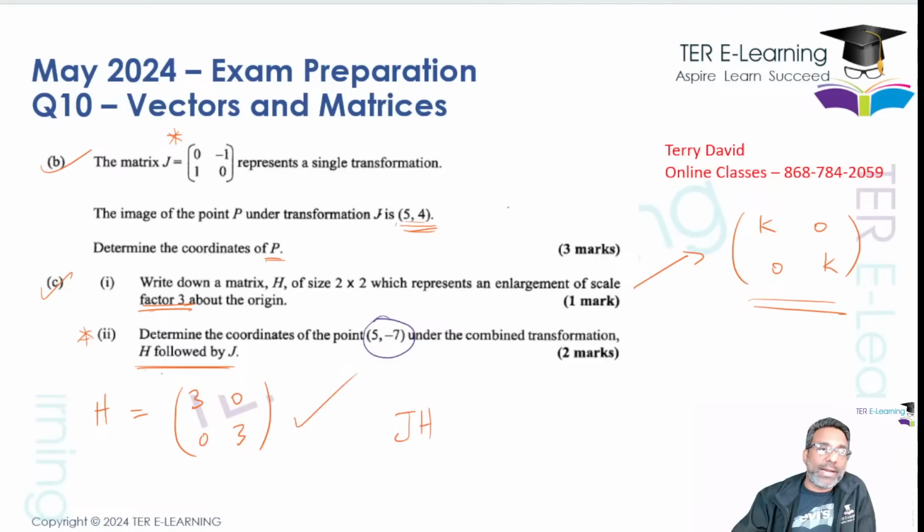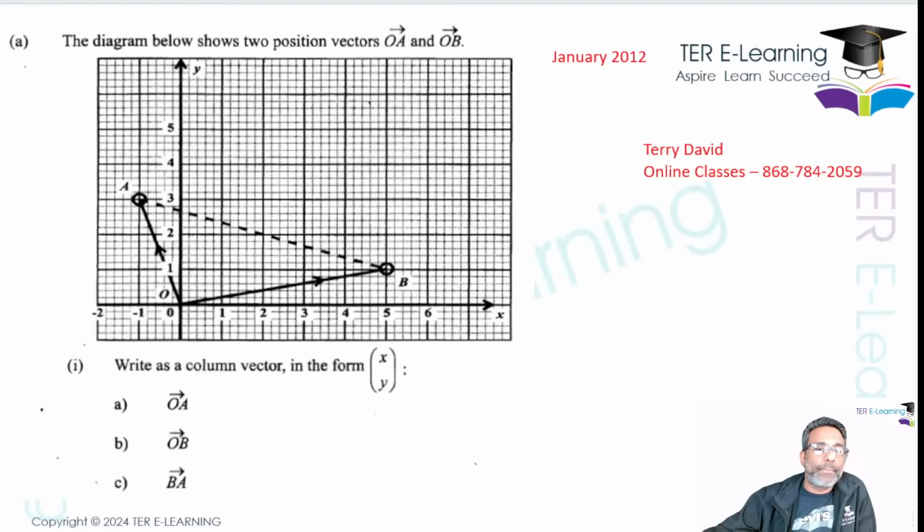Let's have a look at the next question here. All right, so this one here, they give us a diagram and it shows two position vectors OA and OB. Part A, they want us to write the vector OA in column vector format. So this is O here, this is A here. This here is the point B.